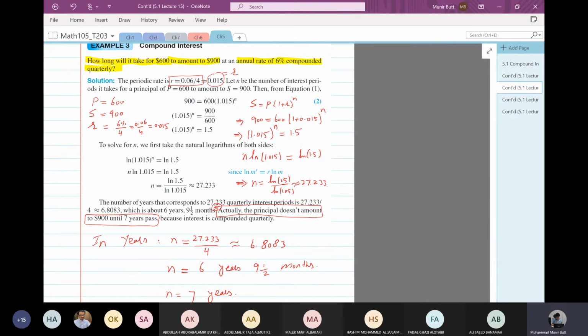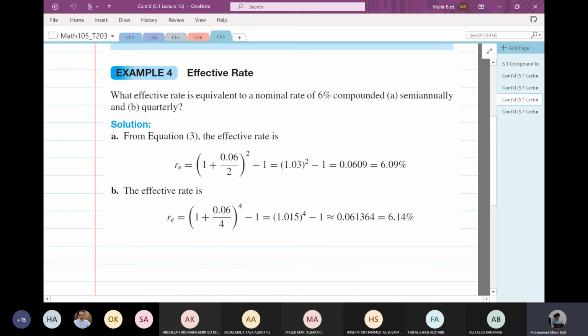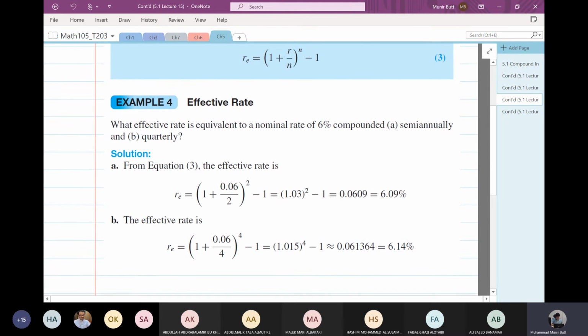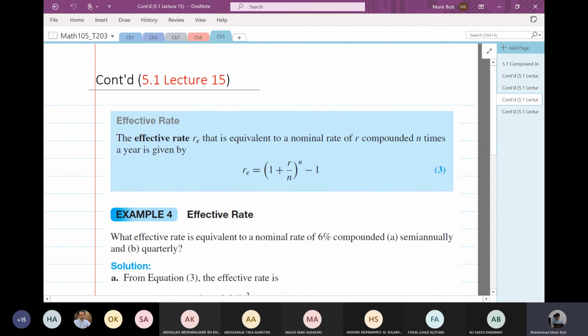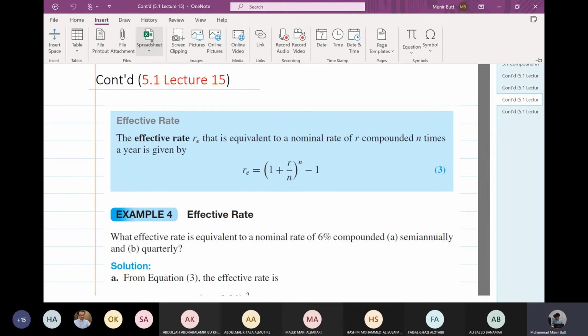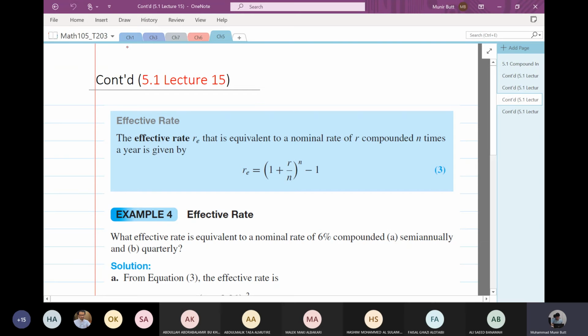Is everything clear? Okay, if this is clear, then this is almost the last thing we have to do. So what is it? We have to talk about the effective rate. So effective rate is somehow defined in this way.